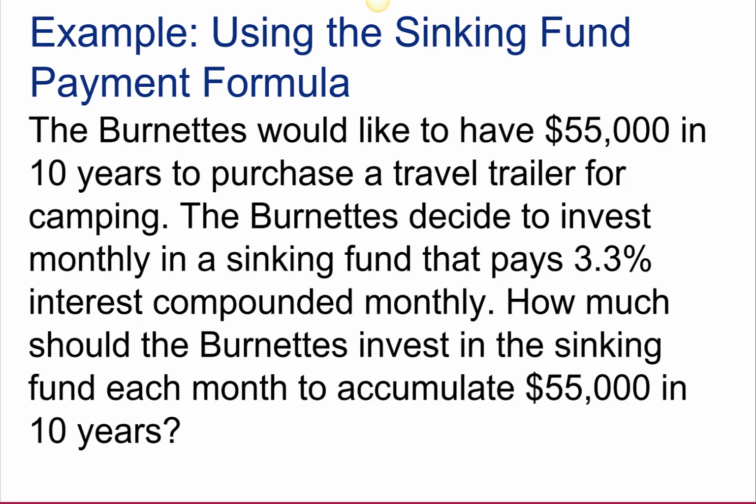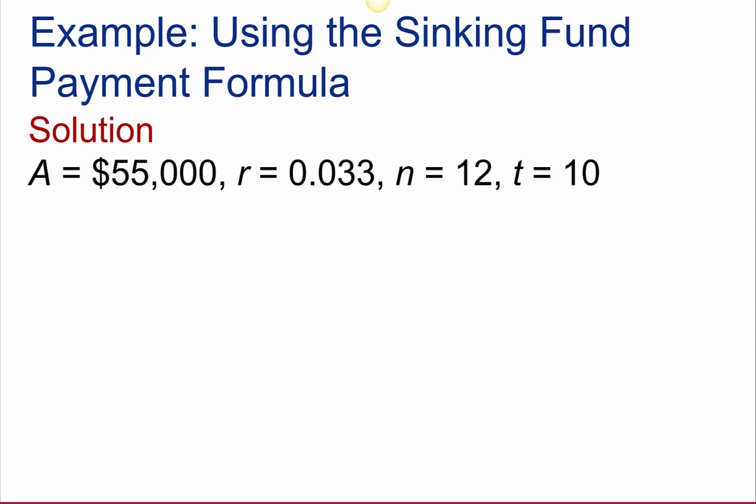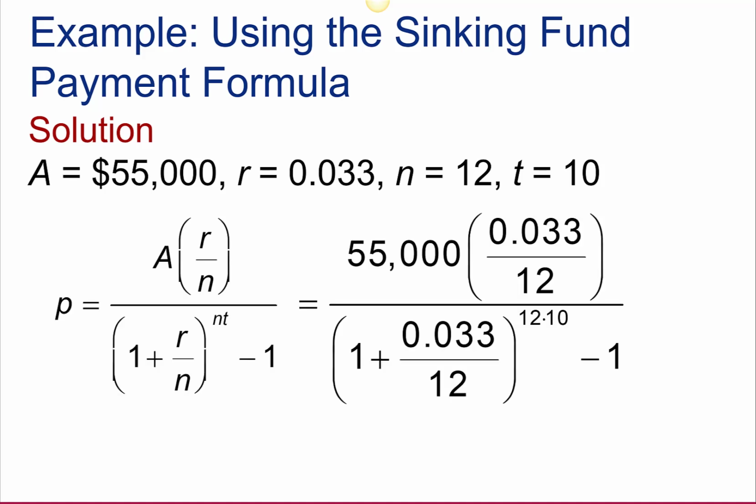The Burnetts would like to have $55,000 in 10 years to purchase a travel trailer for camping. They decide to invest monthly in a sinking fund that pays 3.3% compounded monthly. How much should the Burnetts invest in the sinking fund each month to accumulate $55,000 in 10 years? So the amount they want to accumulate is $55,000. The interest rate as a decimal is 0.033, 12 payments per year for 10 years.